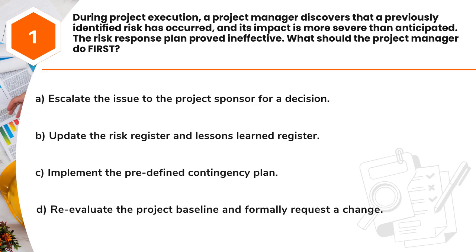Question 1. During project execution, a project manager discovers that a previously identified risk has occurred, and its impact is more severe than anticipated. The risk response plan proved ineffective. What should the project manager do first?